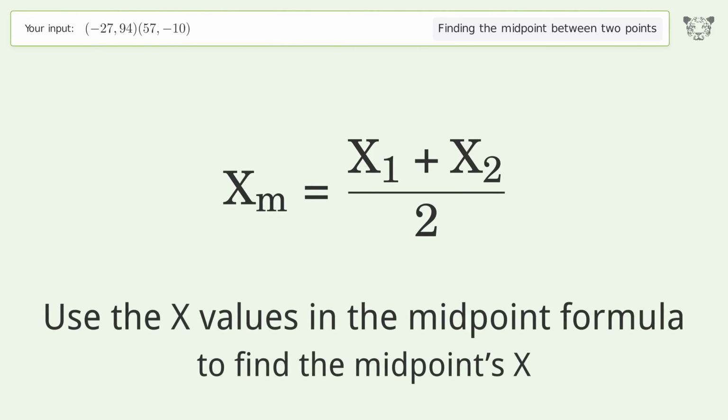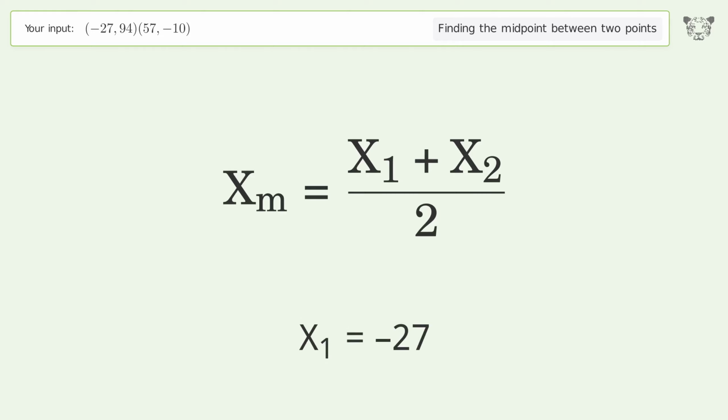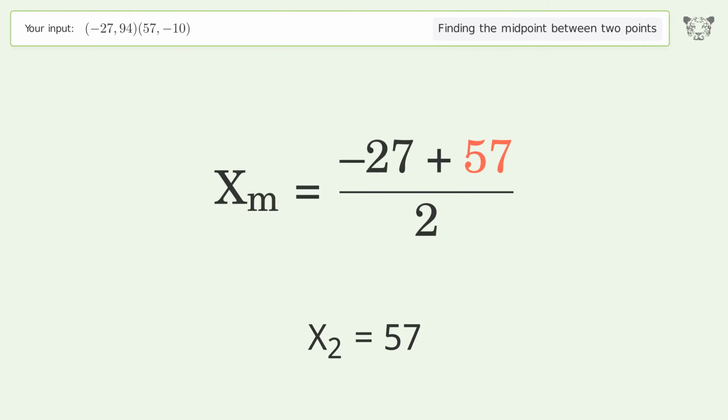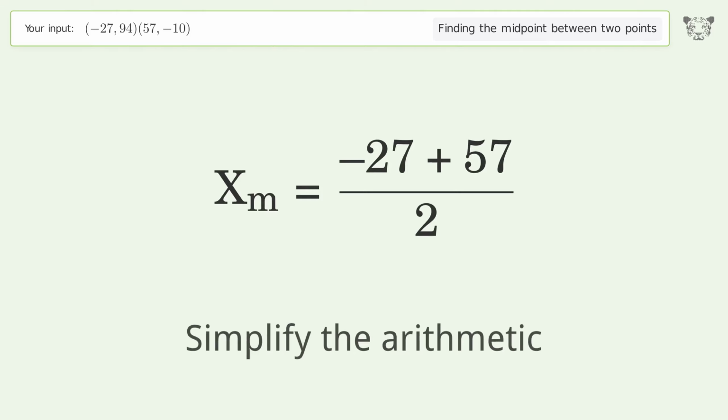Use the x values in the midpoint formula to find the midpoints x. x1 equals -27. x2 equals 57. Simplify the arithmetic.